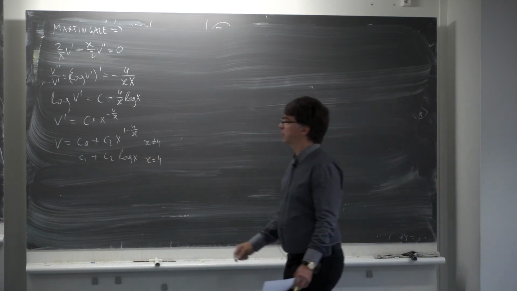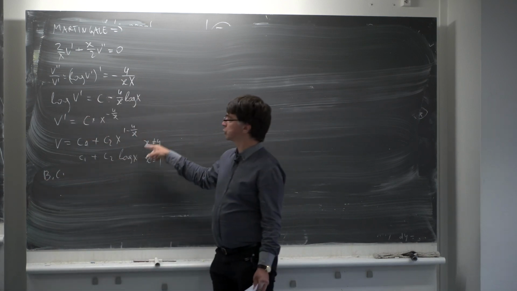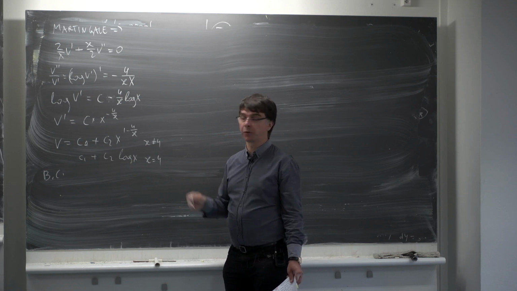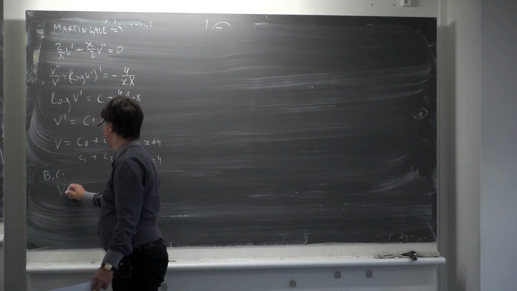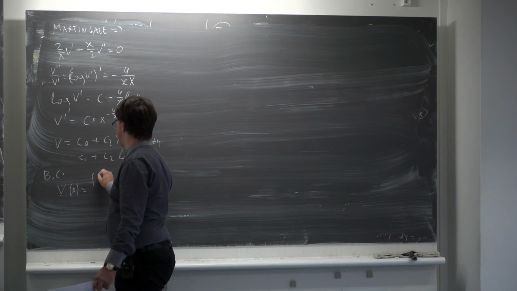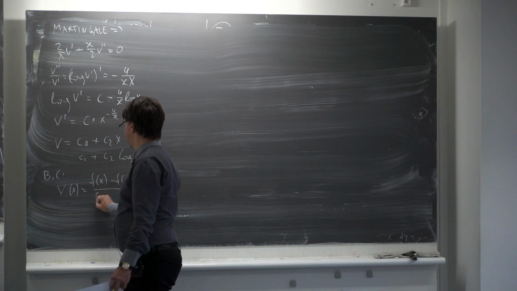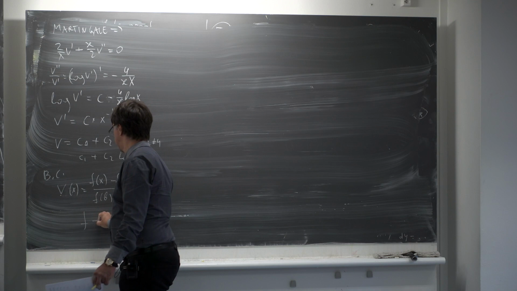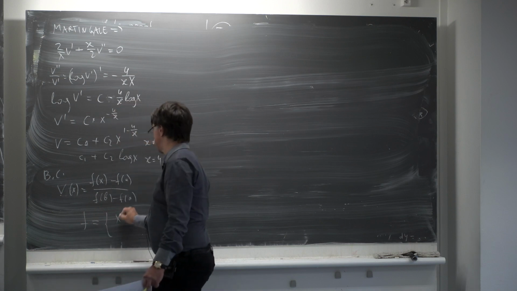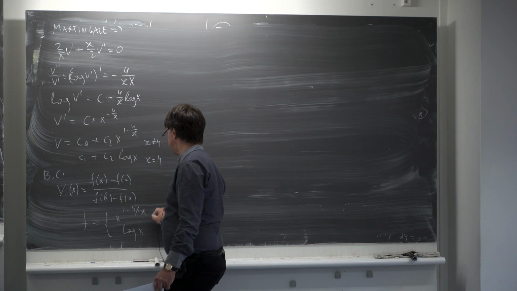And then we can remember the boundary conditions. So it should change from 0 to 1, from a to b. So we get that v(x) is equal to, let's say, f(x) minus f(a) over f(b) minus f(a), where f is equal to either x to the power 1 minus 4 over kappa or the logarithm of x.